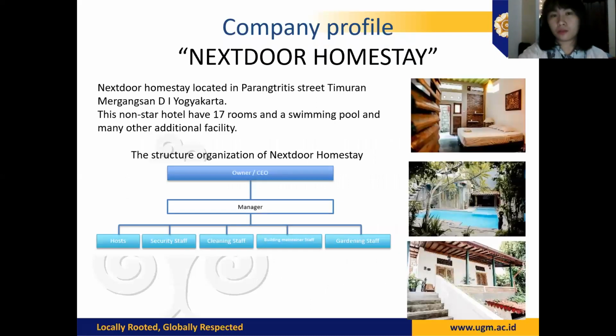Okay, we will start with the company profile. Nextdoor Homestay is a non-star hotel located in the Parentry District, Timburan Menggangssan, Yogyakarta. They have 17 rooms and a swimming pool and many other facilities. The organization structure of Nextdoor Homestay is very simple because it is a small business. The owner is also the CEO, and the subordinate of the owner is the manager, and the manager manages all the staff such as the hostess, security staff, cleaning staff, building maintenance staff, gardening staff, etc.